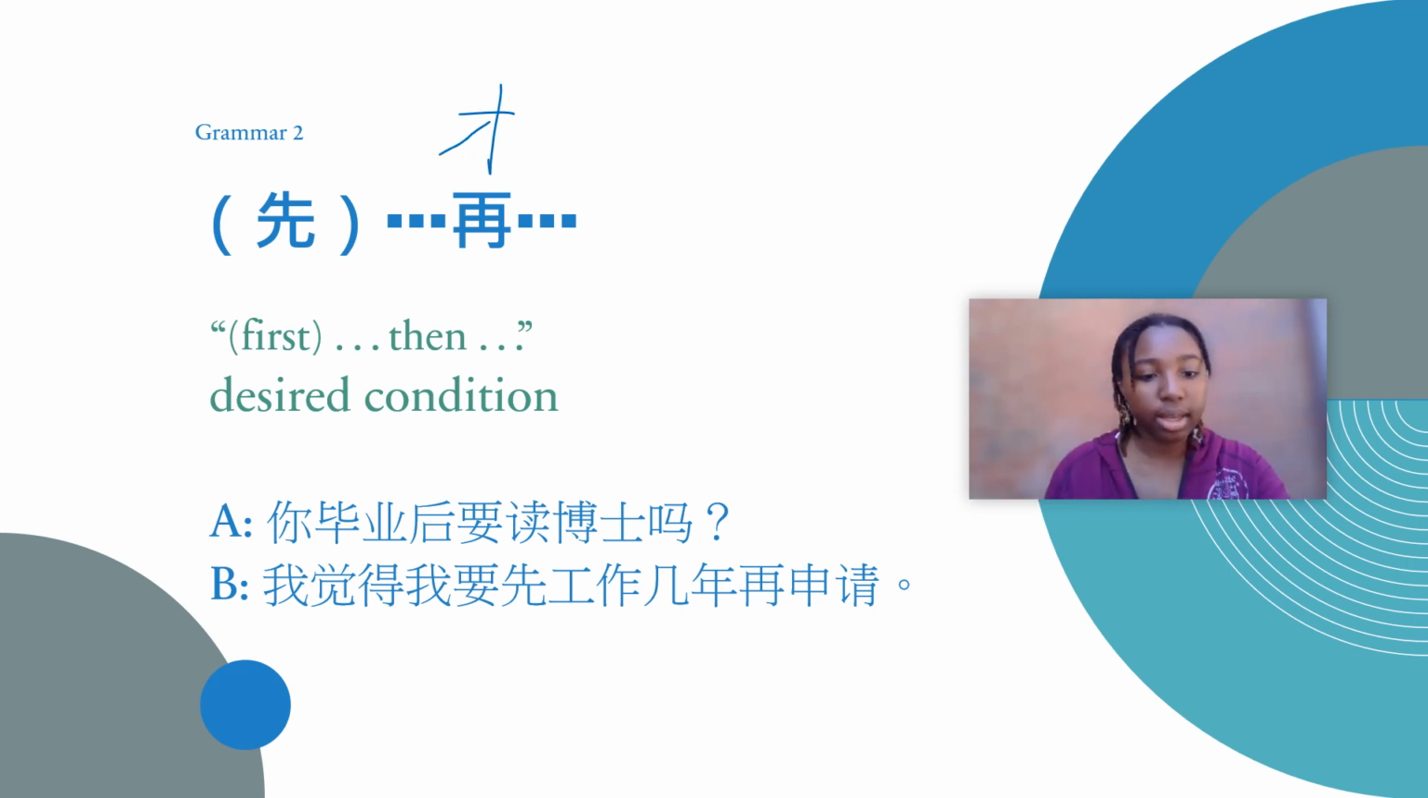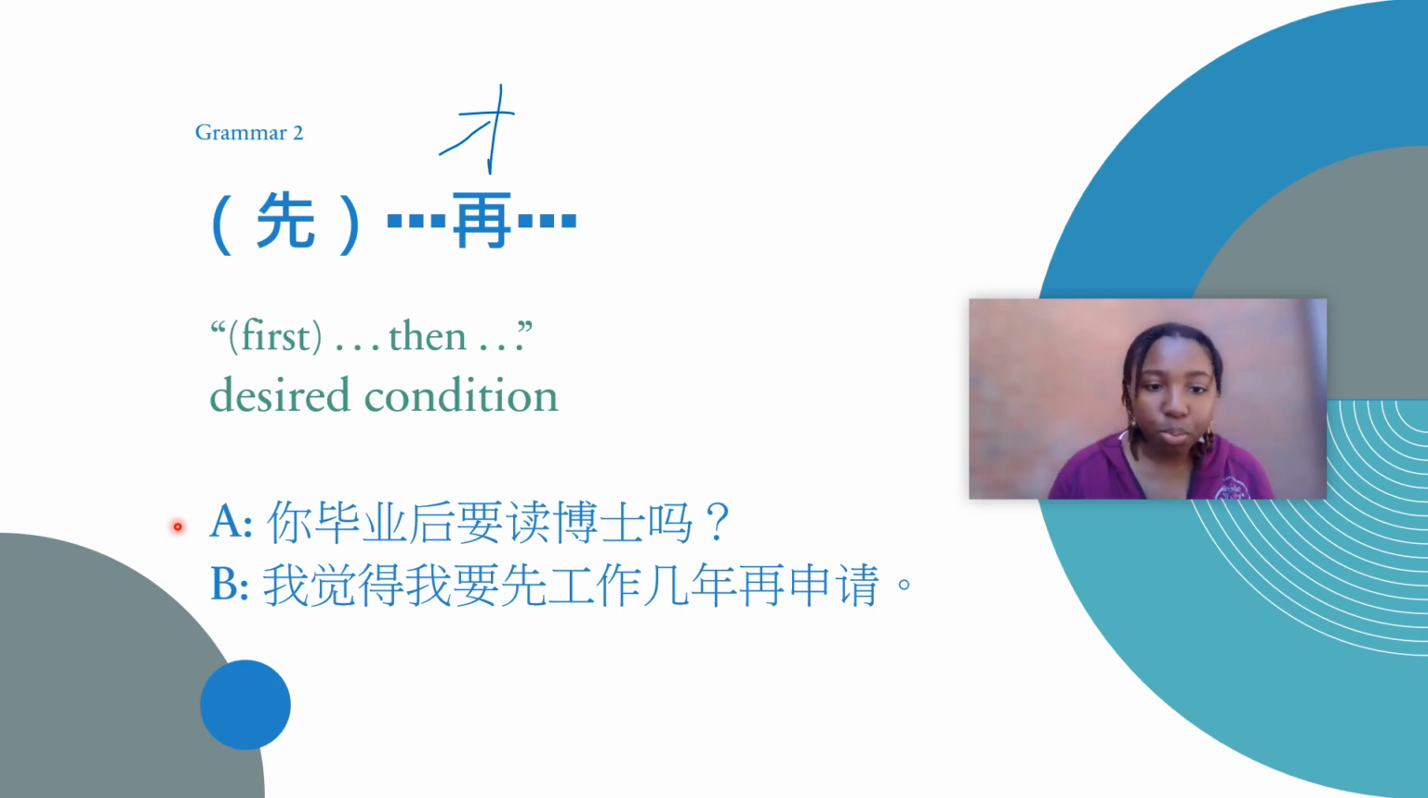So 再 can link two clauses. However, unlike 才, 再 indicates that the action described in the first clause is a desired condition for the action in the second clause. So in other words, the speaker would like to postpone the second action until the first has occurred, as opposed to like the action occurred later on, like it shouldn't have been that late. So let's look at a 例子.